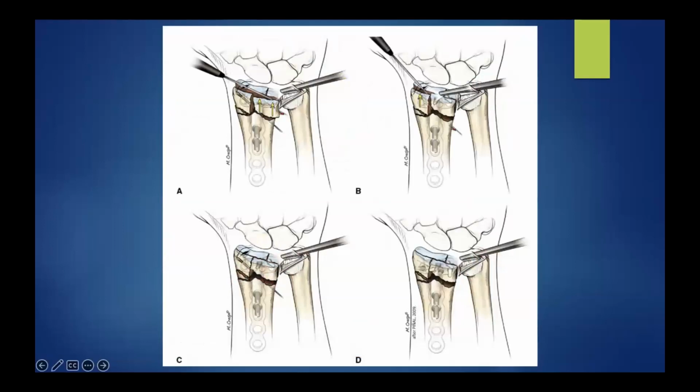So this is again how he works. The 6R portal is the viewing portal and he uses the 3-4 portal as the working portal and works from the ulnar side to the radial side. First, the ulnar side of the radius is fixed, and then the other fragments are fixed.